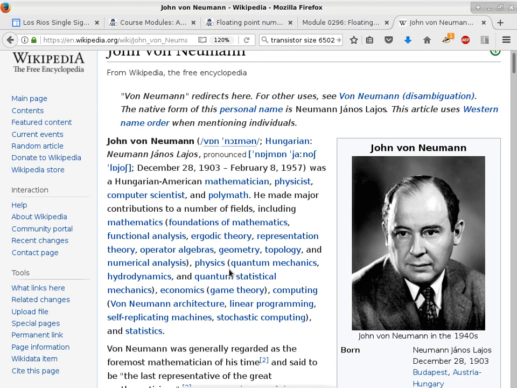Okay, but getting back to computers, right? What is his contribution to computer science? In other words, without him, what kind of computer would we be using today? That's the question.